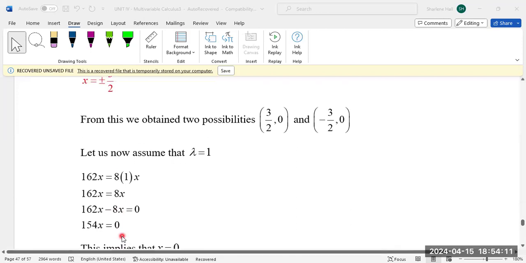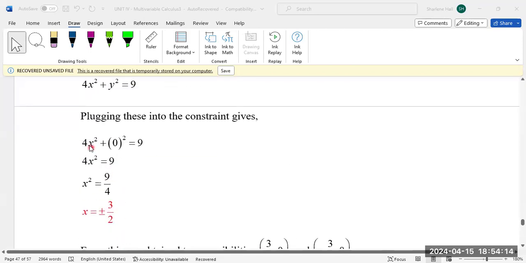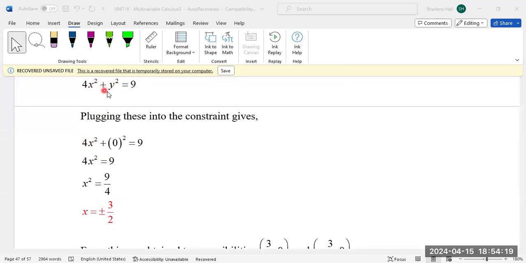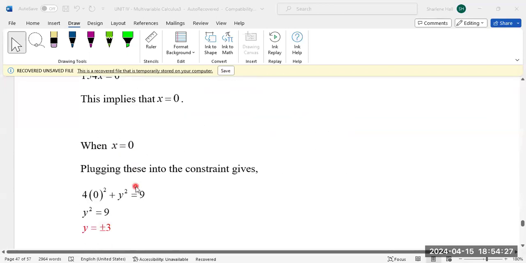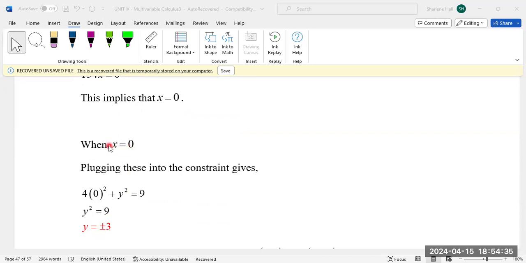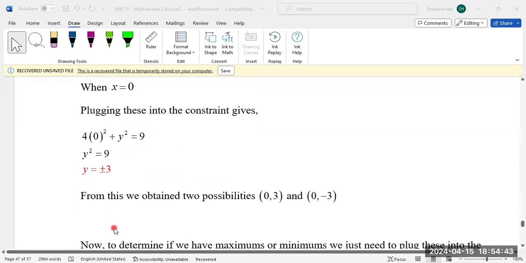So when x equals 0, we have our equation here: 4x squared plus y squared equals 9. Remember now, x is equal to 0. So when x equals 0, all I'm going to have is y squared equals 9. If y squared equals 9 and I find the square root, I'm going to get y to be plus or minus 3. So that means I'm going to have 0, comma, positive 3, and then 0, comma, negative 3.